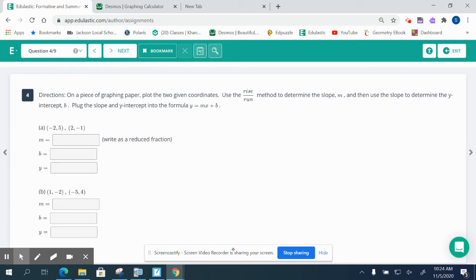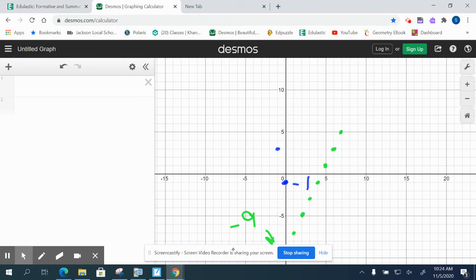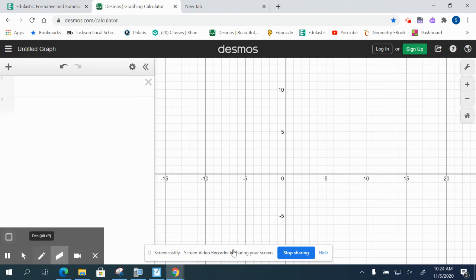They're pretty much the same, except you're going to first plot the points and then use the rise over run method to determine the slope. So before we were given what the slope was, and now we have to figure it out. So negative 2, 5, and 2, negative 1.